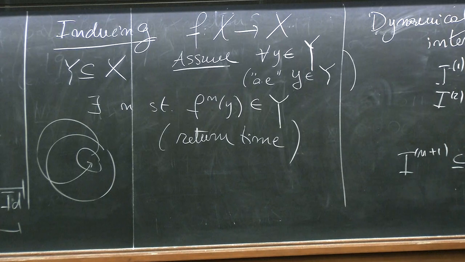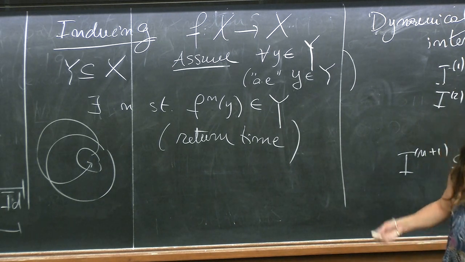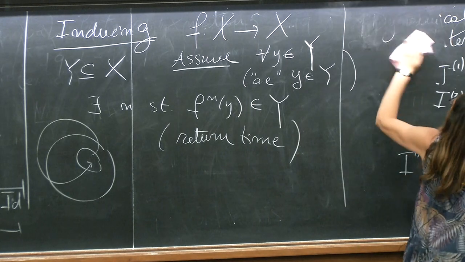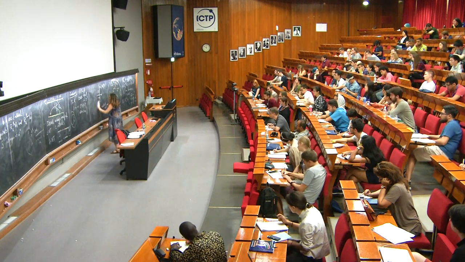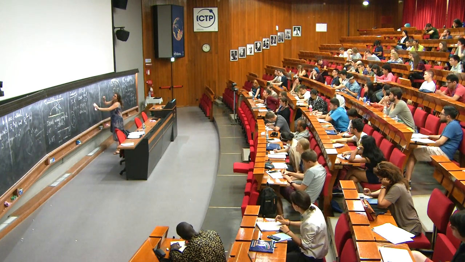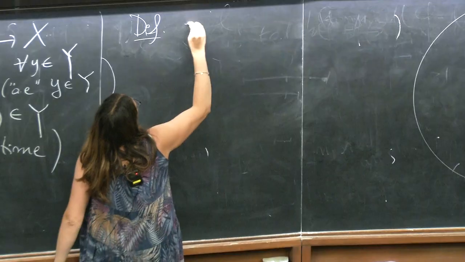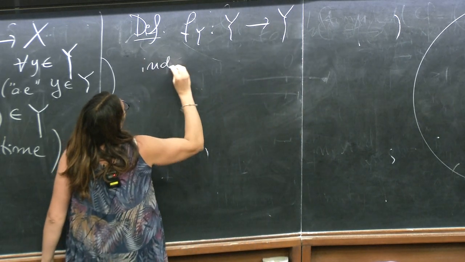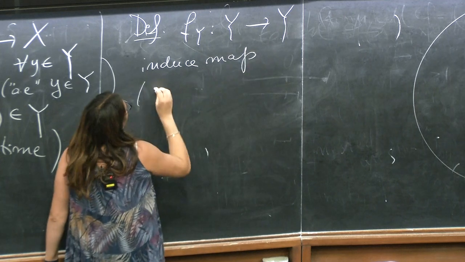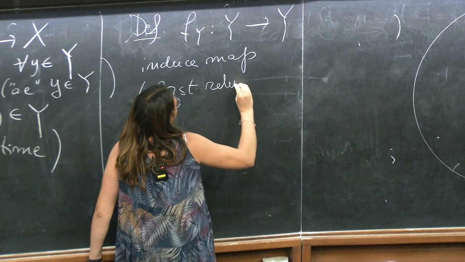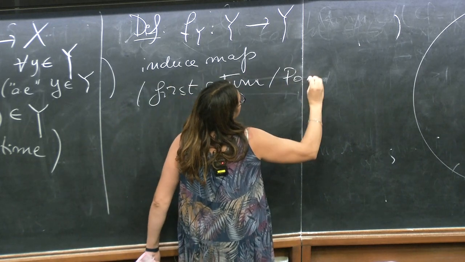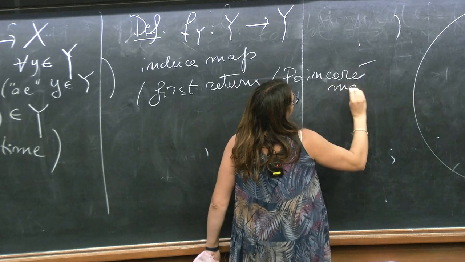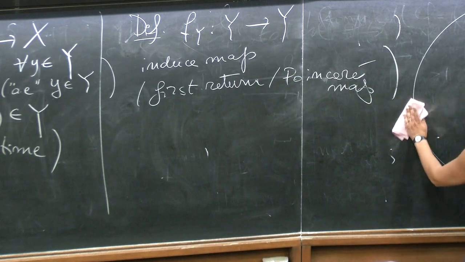For example, this is true for our rotation for any interval, just because orbits are dense. So if I pick any interval, points will come back to it infinitely often. But by Poincaré recurrence, this would also be the case for measure preserving maps. Assume that you know this. Then you can define the induced map, which I will call F_Y, from Y to Y. Sometimes we also call it the first return map, or sometimes the Poincaré map, though I like to use that for sections of flows. Let's say it's an induced map.